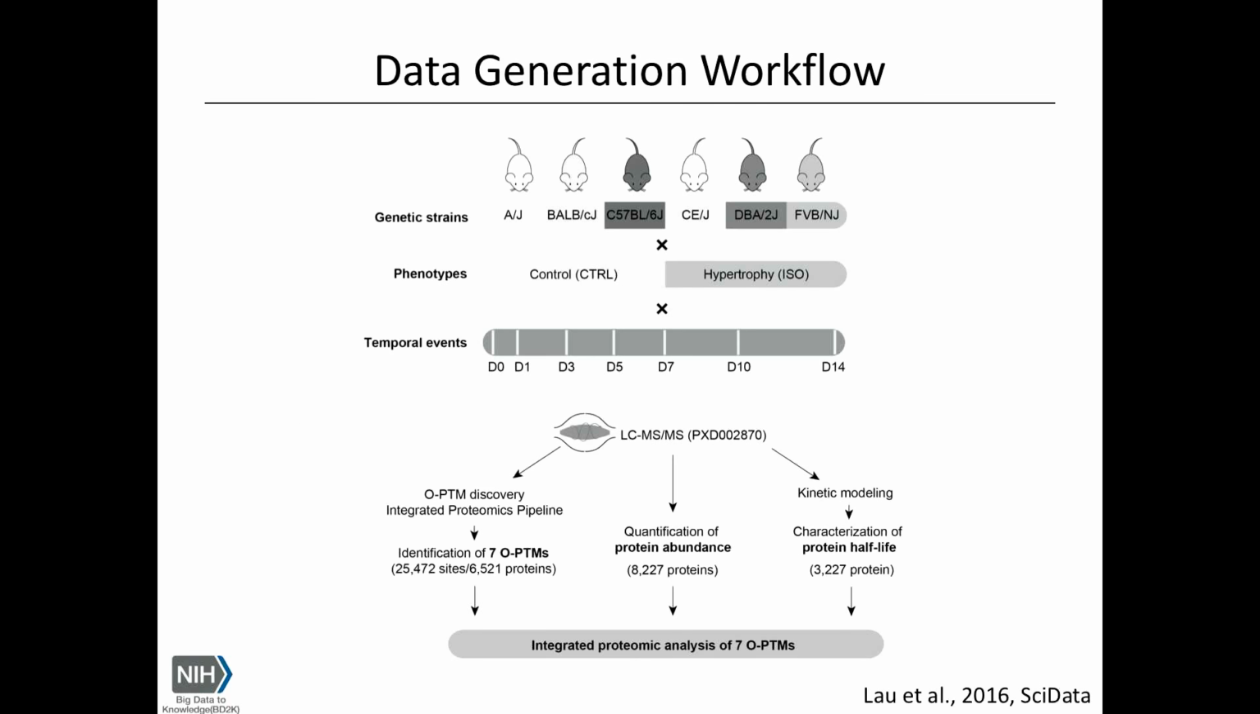So first, I will describe the data generation and data analysis workflows for our study. To generate the data for omics analysis of O-PTM sites and proteins and hypertrophy phenotyping, left ventricle tissues were collected from 6 genetically diverse inbred strains of mice subjected to either control or isoproterenol-induced hypertrophy, abbreviated as ISO, conditions at 7 time points, days 0, 1, 3, 5, 7, 10, and 14, after the sham or ISO treatment. Proteins were then extracted and digested from these samples and underwent LC-MS/MS with respect to their O-PTM features, protein abundance, and protein half-life for integrated proteomic analysis.